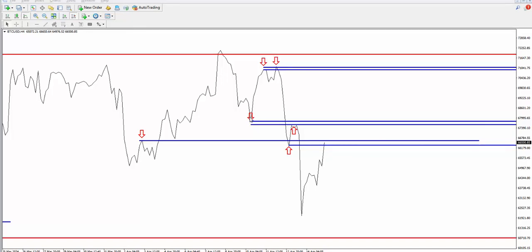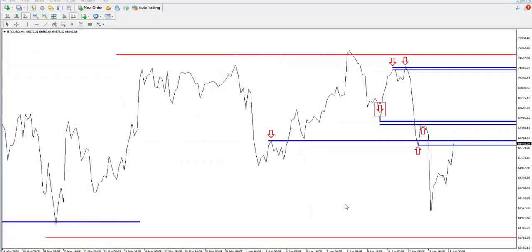We've got this area here, which is the bottom of that little swing, and then it was tested from the underside, so support became resistance. So that's another area. And then we have this area up here, and that was resistance. So those are pretty much the areas that I'm looking at on my 4-hour chart.